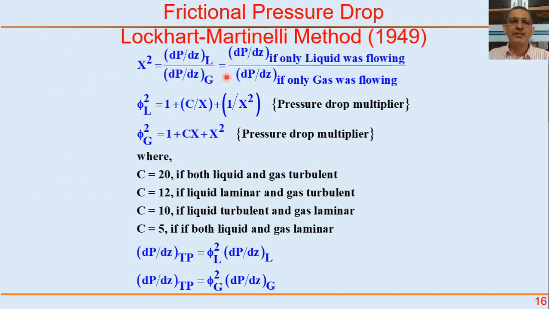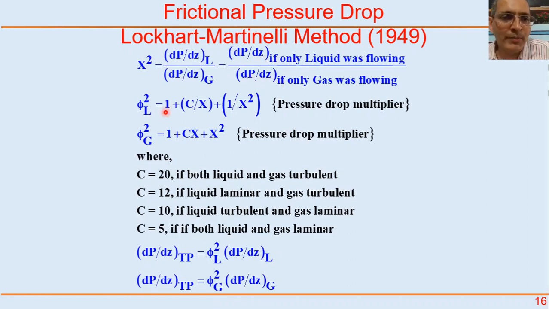What that does is, first of all, you calculate delta P by L through the pipeline, delta P for a unit length of pipeline, if only liquid was flowing. You calculate delta P if only gas was flowing. And we define a parameter X, which is the square root of delta P by delta L for liquid divided by delta P by delta L for gas.